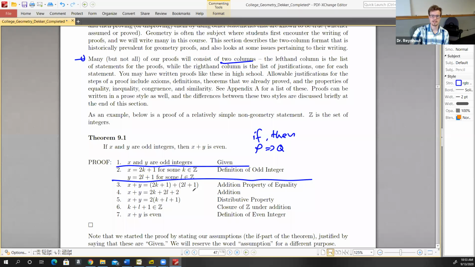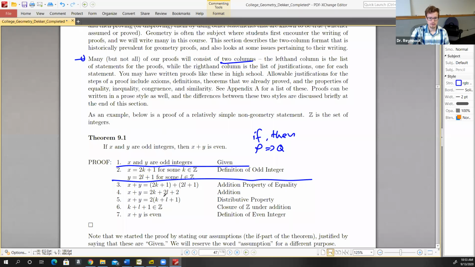So then when I move down a line, what I've done is I've simplified. So what did I do here? Well, I performed the addition, right? 1 plus 1 is 2. Fantastic. Well, the distributive property allows me to factor, because these two things are equal because of the distributive property. So moving down to here, I get this line because of the distributive property. Well, what does this do for me? Well, k plus l plus 1 is an integer because the integers are closed under addition.